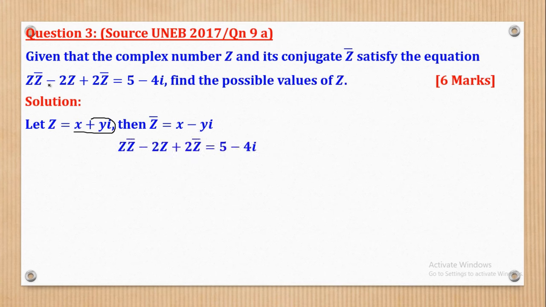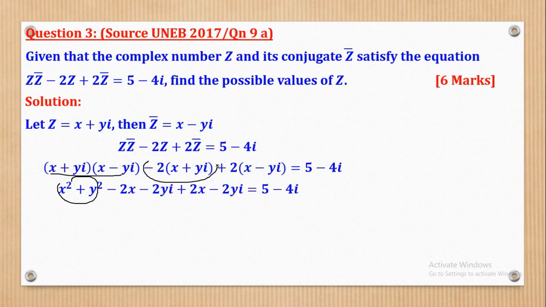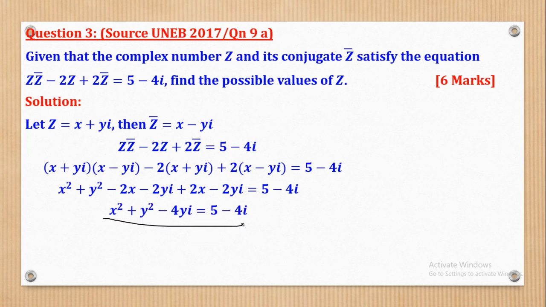Therefore I'll come and copy this expression given, then substitute for z and for z bar. Then from there I'll have to expand. So when I expand, the difference of two squares gives you this, and that one gives you this, then this one gives you this. Next is to collect like terms, and to collect like terms I'll come up with this.